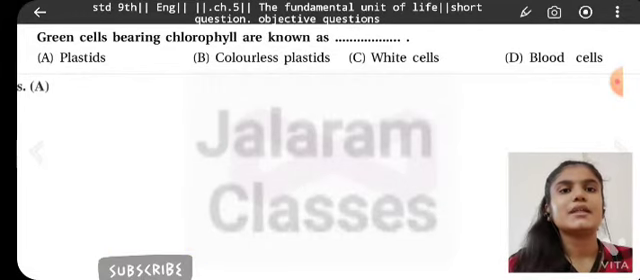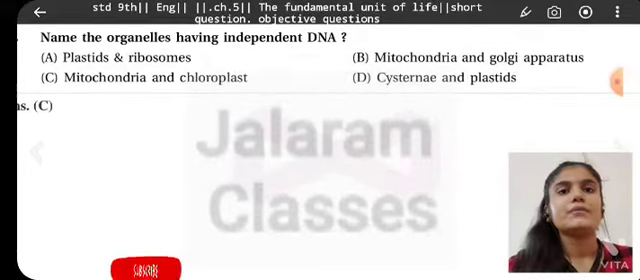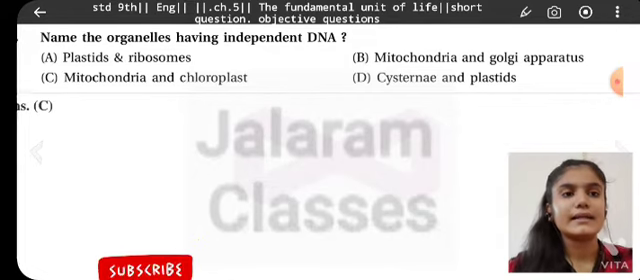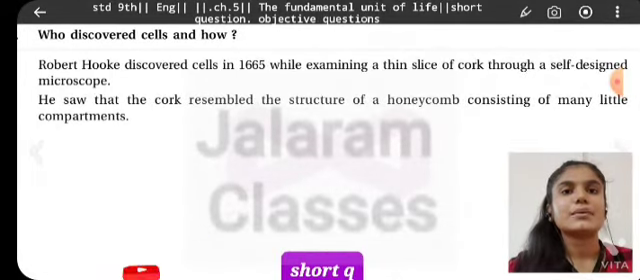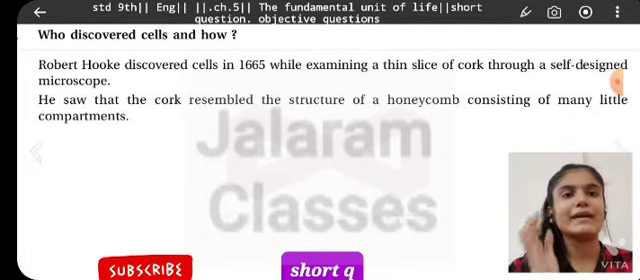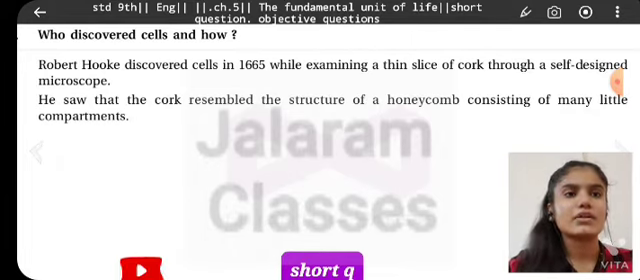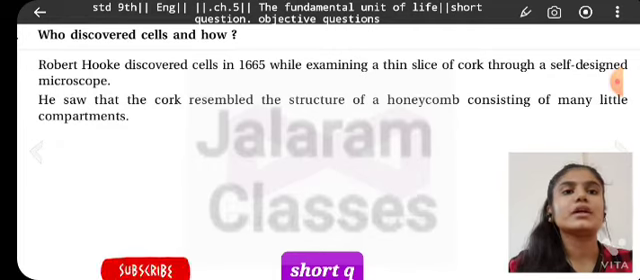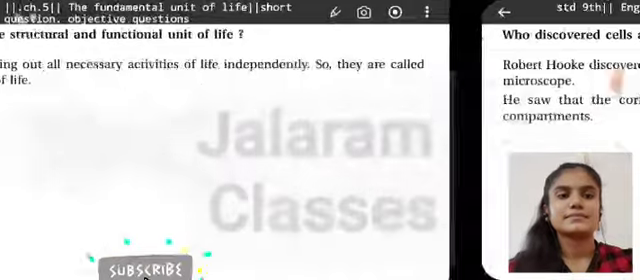Green cells bearing chlorophyll are known as plastids. Name the organelles having independent DNA. Mitochondria and chloroplasts have their independent DNA. Who discovered cells and how? Robert Hooke discovered cells in 1665 while examining a thin slice of cork through a self-designed microscope.